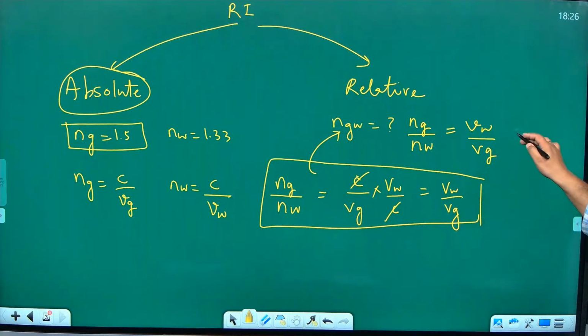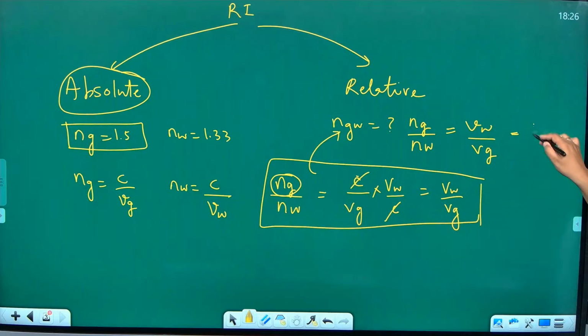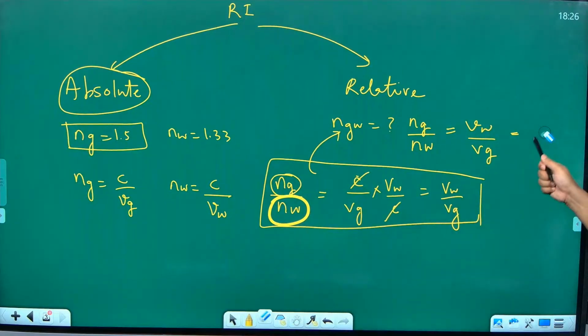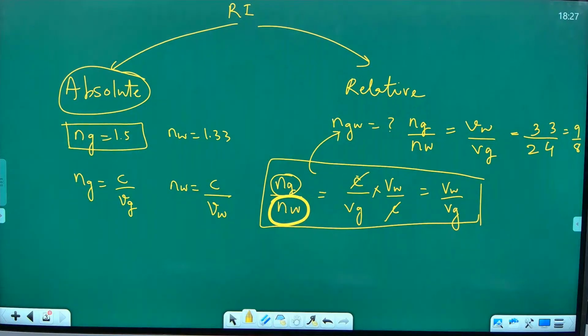So its value will be how much? Let us check. What is the value of Ng? 1.5. What is the value of Nw? 1.33. I can write in a better way to solve it simply. 1.5 can be written as 3 by 2, isn't it? And 1.33 is 4 by 3. So how much did it become? 9 by 8. So refractive index of glass with respect to water will be 9 by 8. Are you understanding this? A little complicated, I do understand, but not something which cannot be understood.